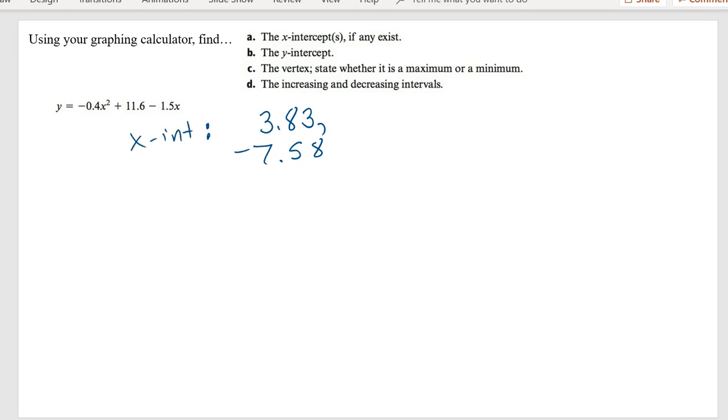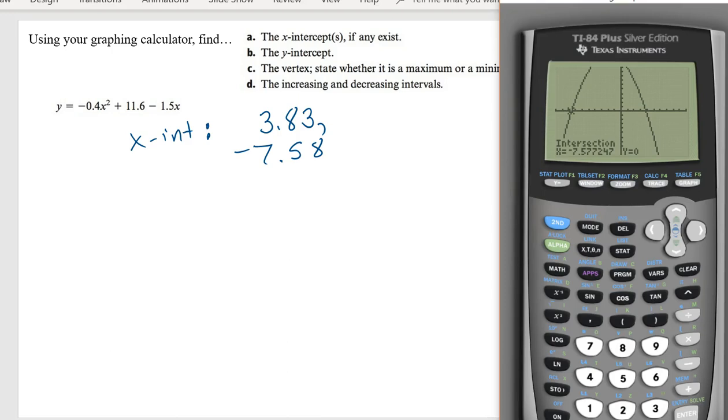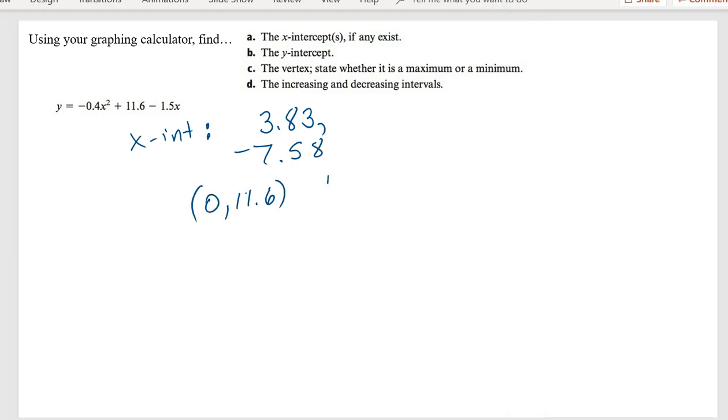Next, we're going to find the Y-intercept. We can use our calculator again to find this. So let's just try it. Let's say second, table. We want to find when X is equal to 0, what Y will be. And you can see that when X is equal to 0, Y is equal to 11.6. You can write it as an ordered pair or just a number.